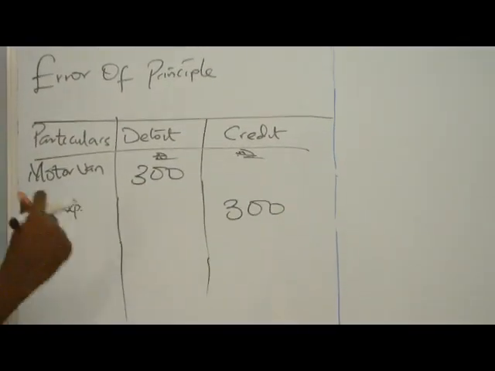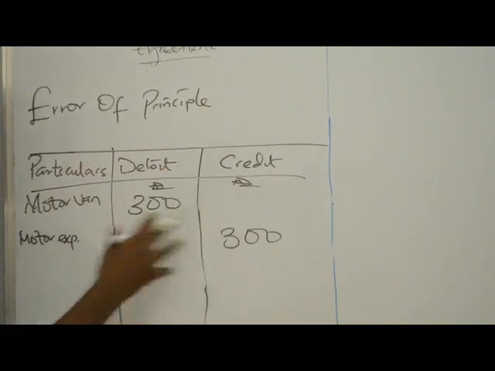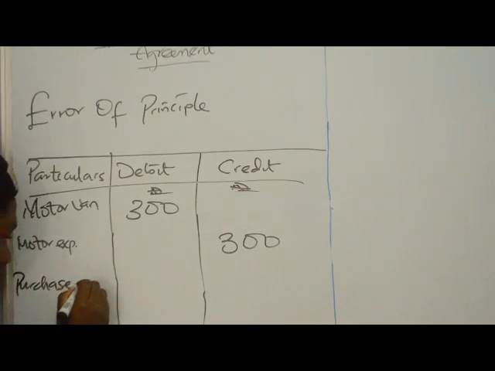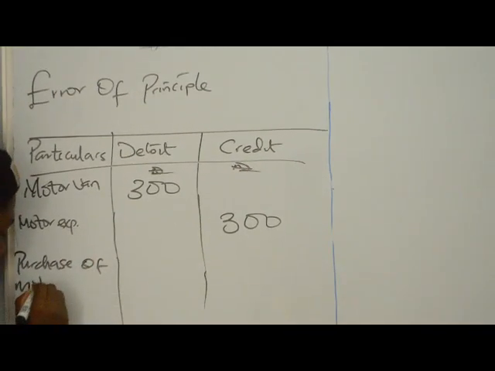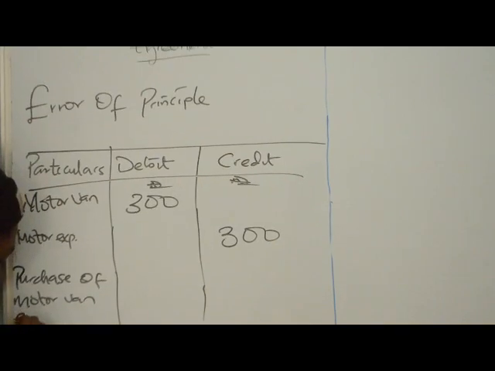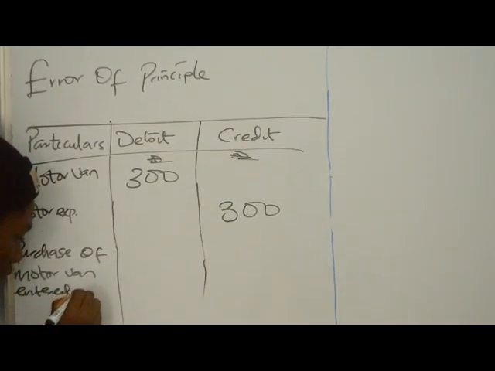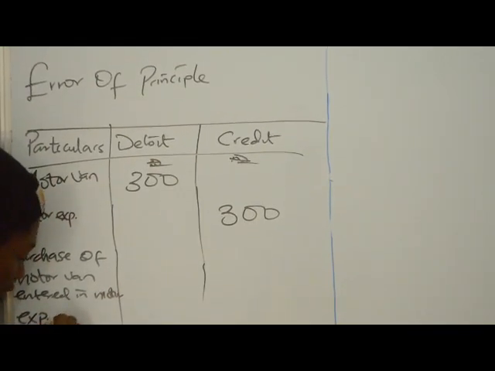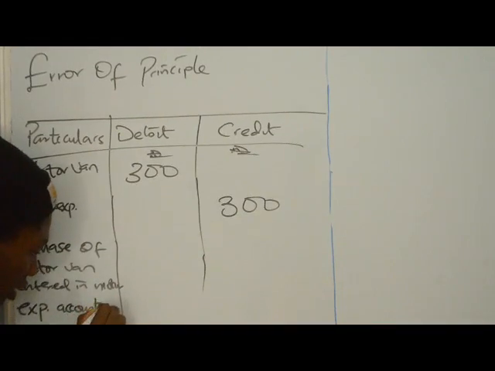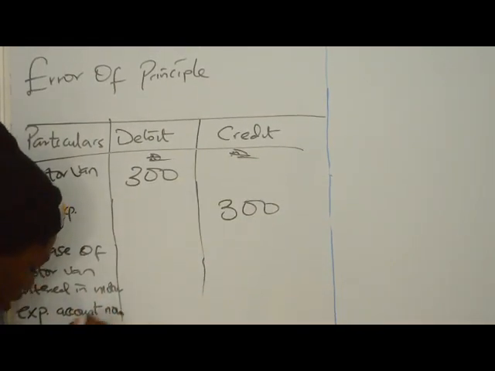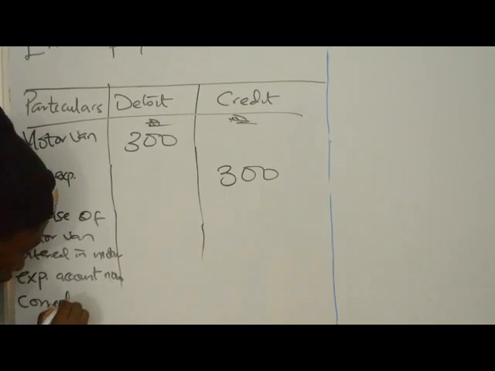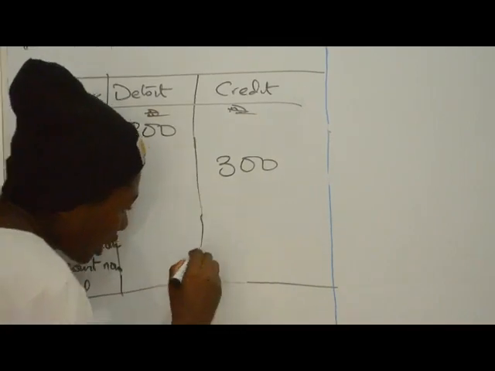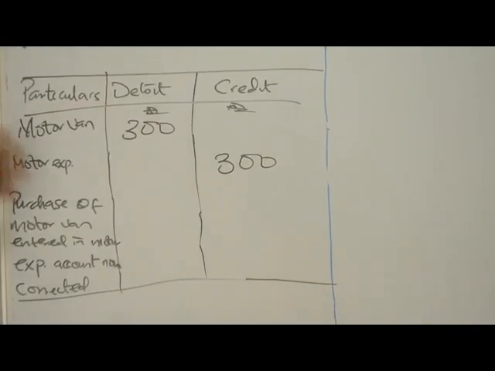So in describing our error, or the correction we've made, we can just say: purchase of motor van entered in motor expenses account, now corrected. I'm still using my ESP. So we have described this account successfully, and we have corrected this error.